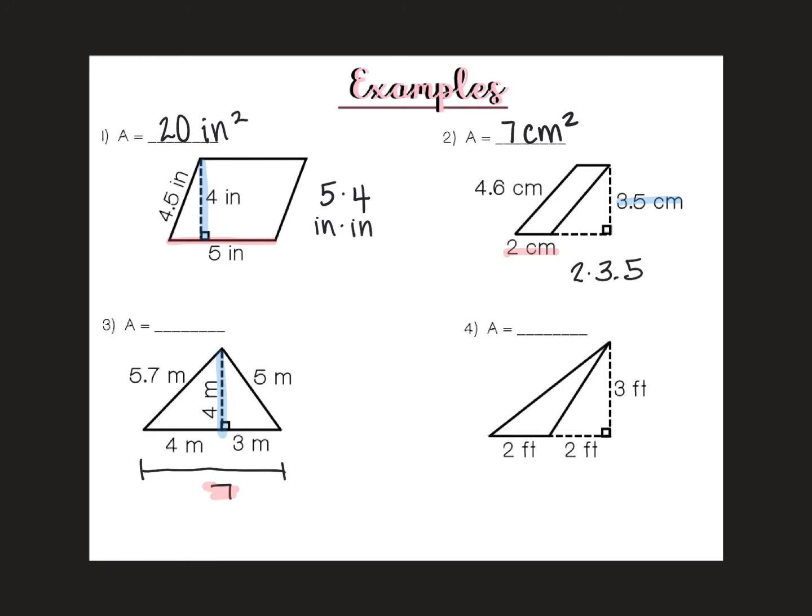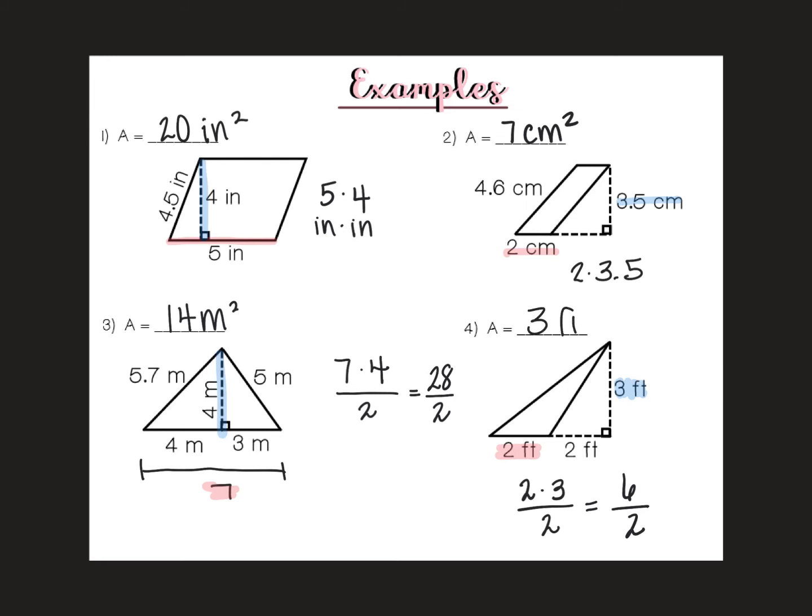So for our formula, we would do base times height, and we only want 1/2 of that, so I'm going to divide it by 2. So that's 28 divided by 2, so the area is 14 meters squared. And for the last example, on this one, we have a base of the triangle, which is only 2. And then our height is 3. So our formula would be base times height, and we only want 1/2 of that, so we'll divide by 2. So that's 6 divided by 2, which is 3 feet squared.